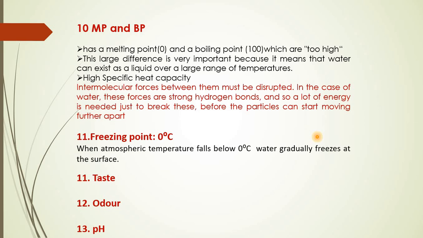Now, if you consider the melting point and boiling point of water, the melting point of water is 0 degrees Celsius, whereas the boiling point is 100 degrees Celsius. If you consider these two values, there is a large difference between the melting point and boiling point. This property is very important because it means that water can exist as liquid as well as gaseous in a large, varied range of temperature.